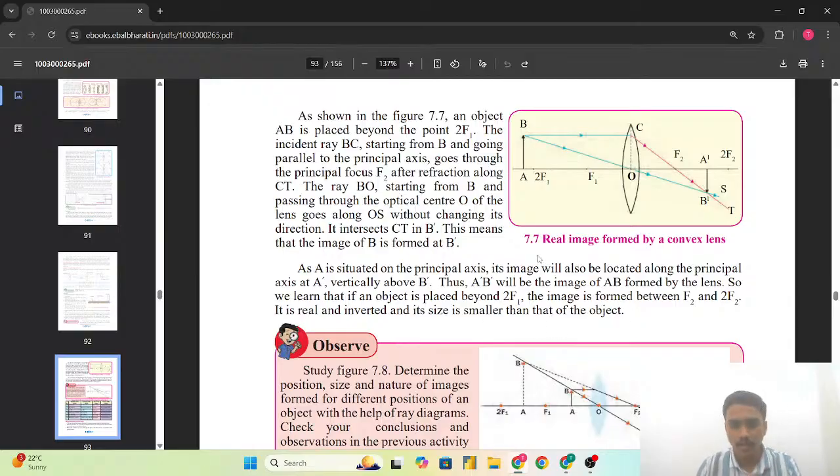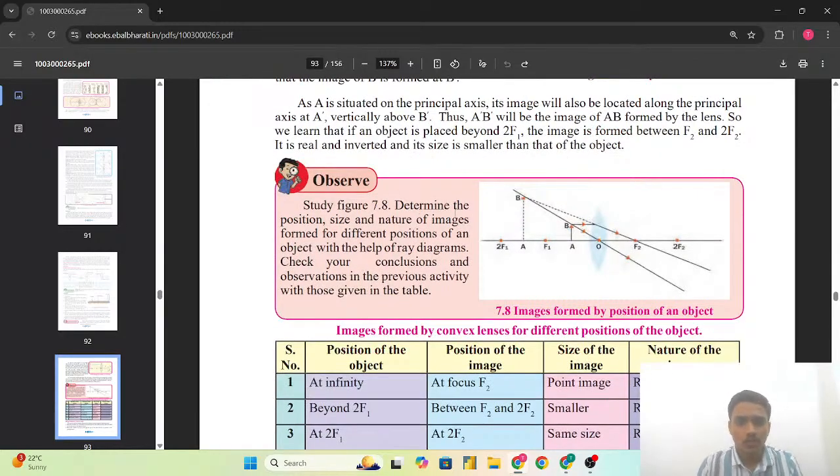सो यहाँ पर क्या है कि कहा गया है कि when we learn that image, मतलब अगर ऑब्जेक्ट प्लेस करते हैं हम beyond 2F1, मतलब 2F1 के पीछे अगर हम कोई ऑब्जेक्ट प्लेस करते हैं, so इमेज हमें कहाँ पर मिलेगी? Between F2 and 2F2. और जो इमेज ऑब्टेन होगी, that will be real, inverted and its size is smaller than the size of the object.